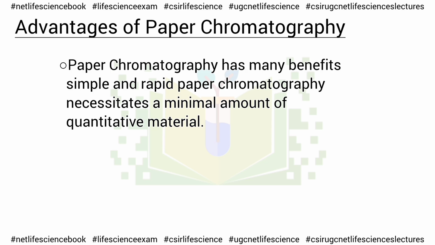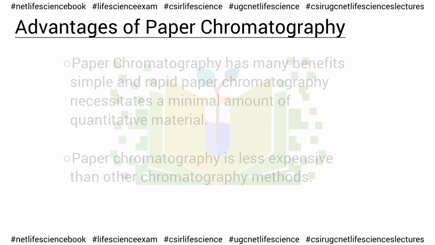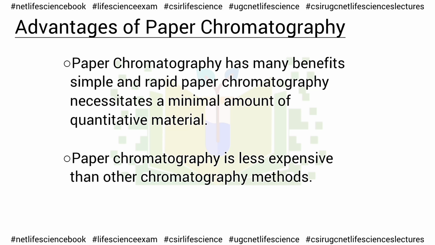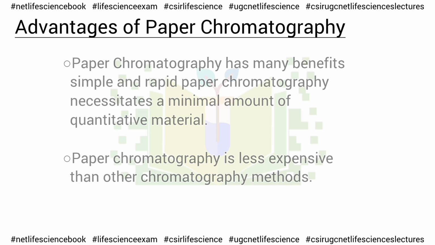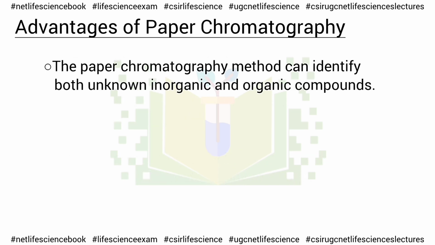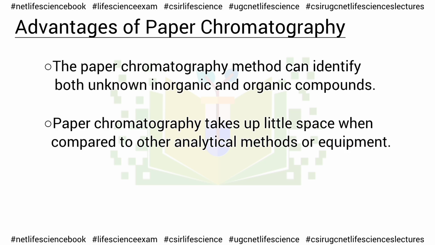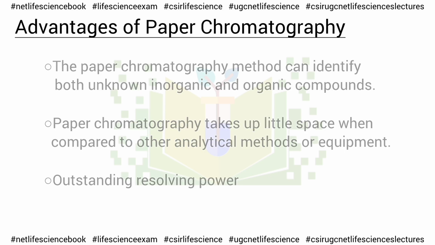Paper chromatography has many benefits. Simple and rapid. Paper chromatography necessitates a minimal amount of quantitative material. Paper chromatography is less expensive than other chromatography methods. The paper chromatography method can identify both unknown inorganic and organic compounds. Paper chromatography takes up little space when compared to other analytical methods or equipment.